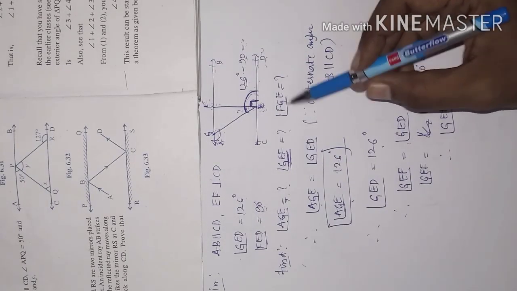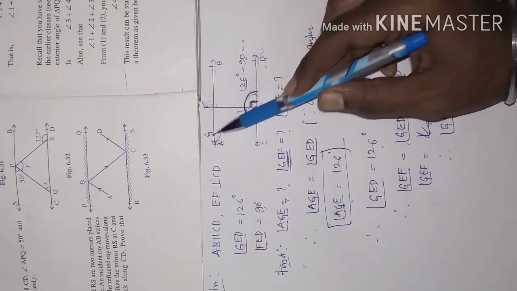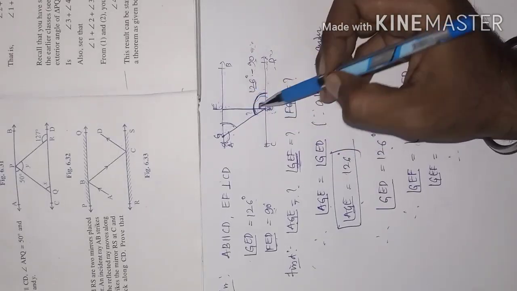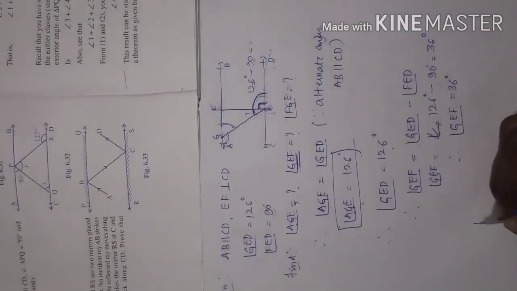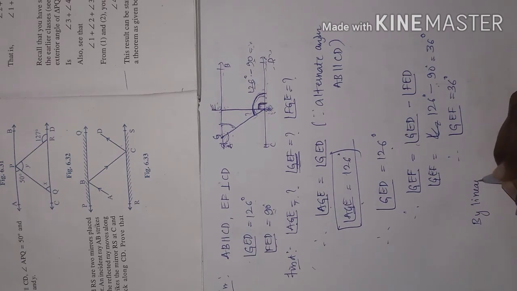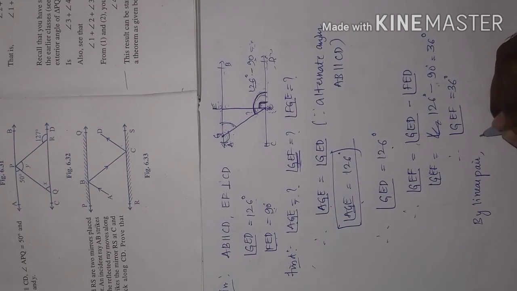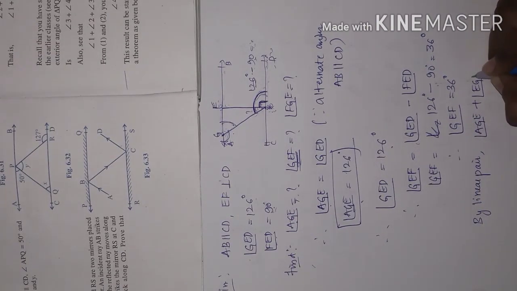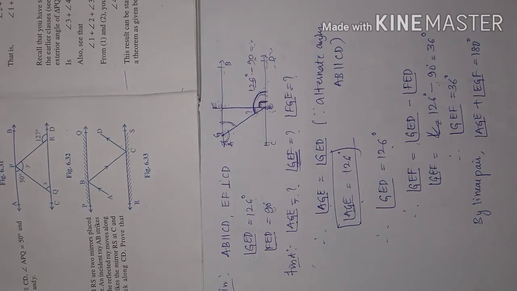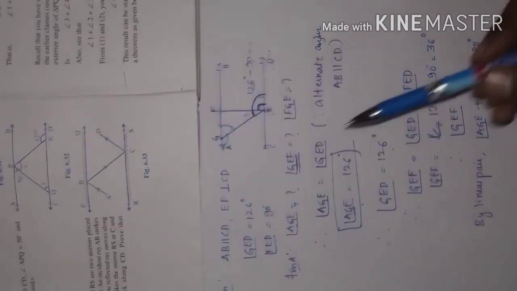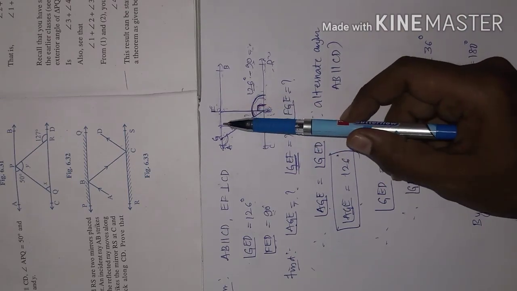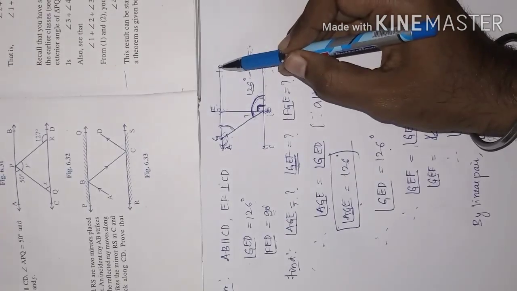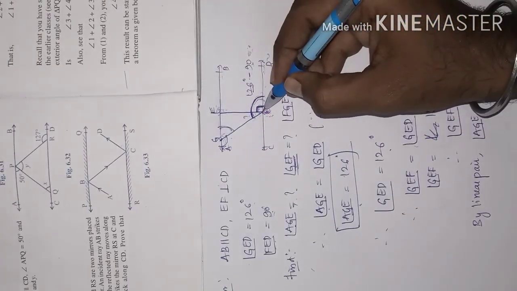Now we'll go for the third one, FGE, this part. This also is simple. By using linear pair, a ray is standing on a line. So by linear pair, angle AGE plus angle EGF is equal to 180 degrees. Yes or no? Once again, AGE plus EGF is equal to 180 degrees. This is a ray standing on a line. Don't bother about this other line. We need this part.